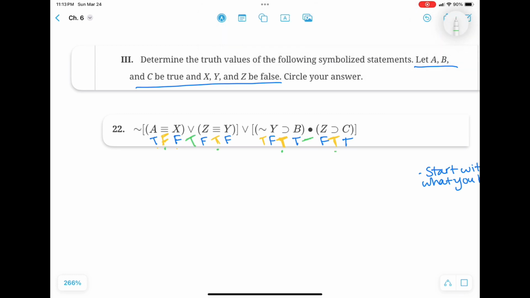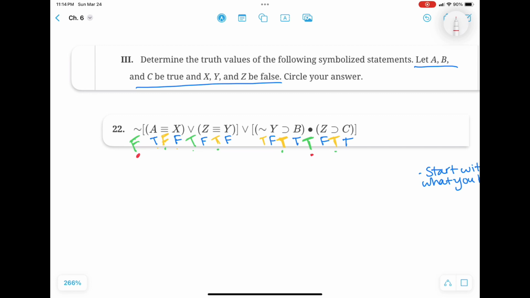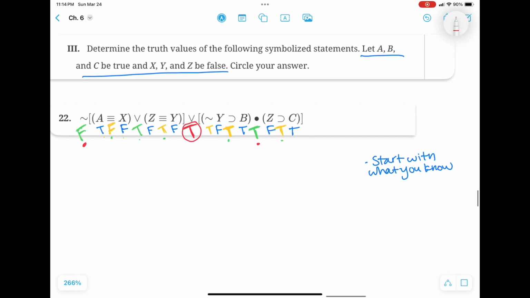But only one of a disjunction needs to be true for the whole disjunct to be true. And both conjuncts are true, so the conjunction is true. Since the disjunction was true, the negation of it is false. But we only need one disjunct to be true. So that means the overall sentence is true.